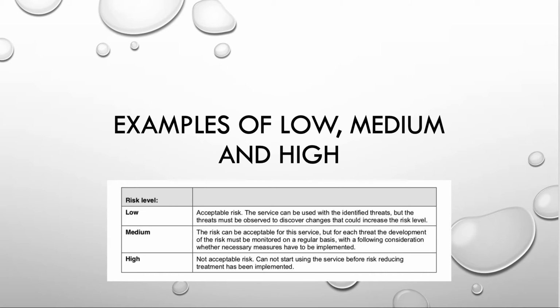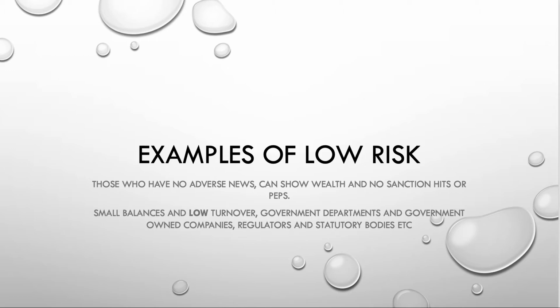Let me just go to low risk quickly. I've written here that good examples are those companies or individuals who have no adverse news, they can show their wealth easily, and they have no sanctions or any kind of PEP hits with them or related to them. These are usually small companies, for example, with small balances and low turnover. Government departments, government owned companies, regulators, and statutory bodies are perfect examples.